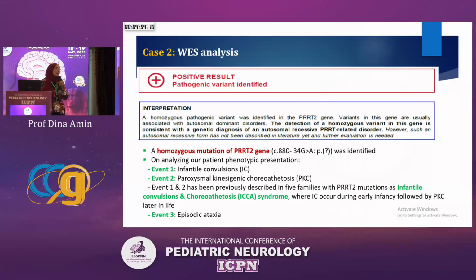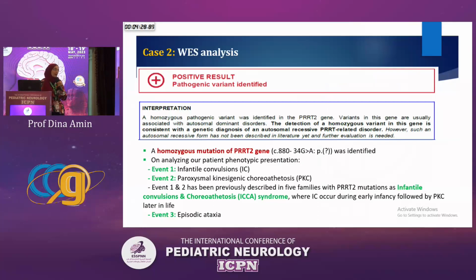So the patient was diagnosed with a homozygous mutation in PRRT2, and on analyzing the movement disorder phenotype, as I told you, sometimes we have more than one movement disorder. So event 1 definitely fits infantile convulsions. Event 2, paroxysmal kinesigenic choreoathetosis, and events 1 and 2 have been described previously in 5 families and named infantile convulsions with choreoathetosis syndrome.